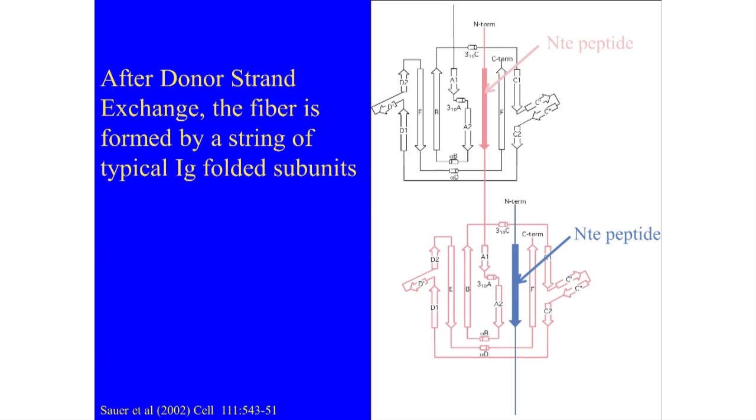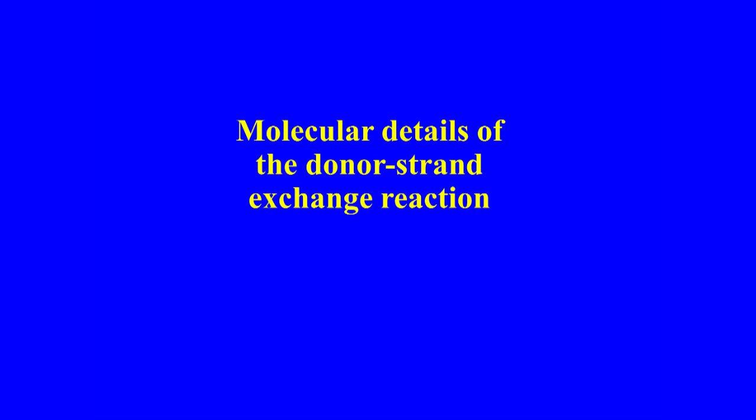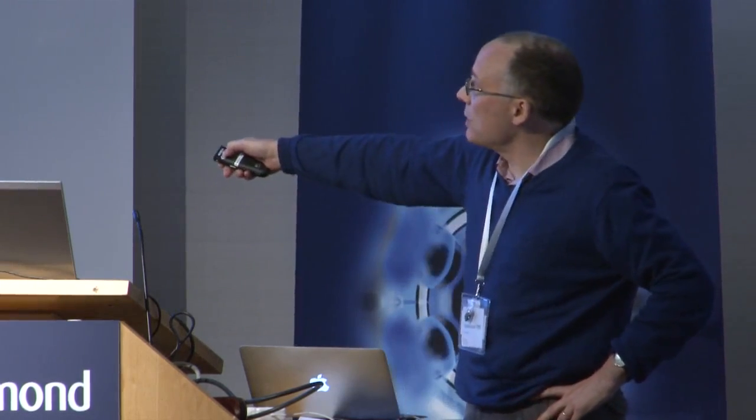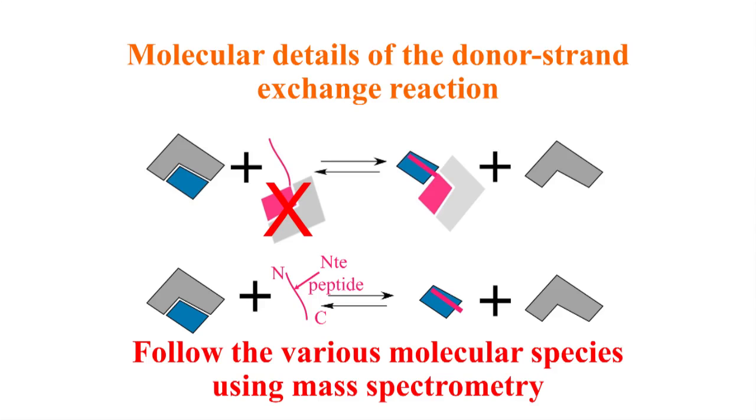Okay? So the process of donor-strand exchange, we went through a lot of different methods to explore it. Ideally, you would want to have a chaperone-subunit complex here, which you challenge with another chaperone-subunit complex. What I'm showing here is the N-terminal extension of this subunit in red here. As I've shown in the animation, this is going to fit into the groove of that subunit in blue.